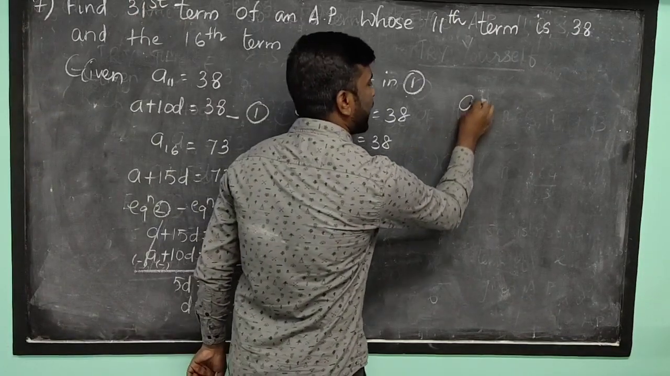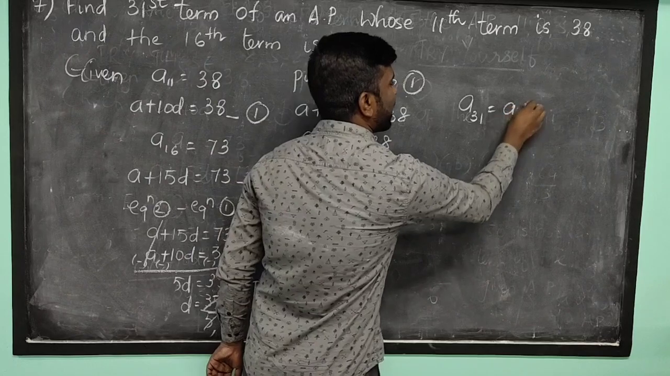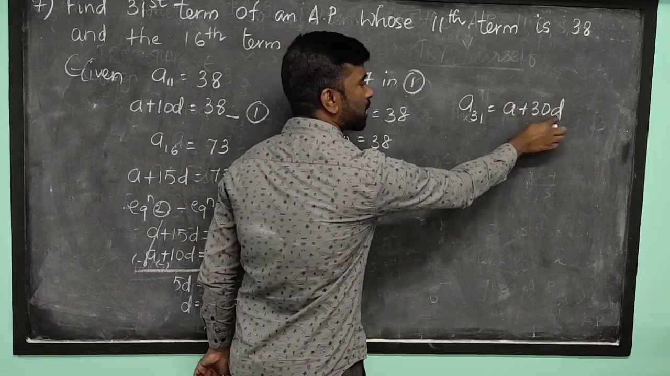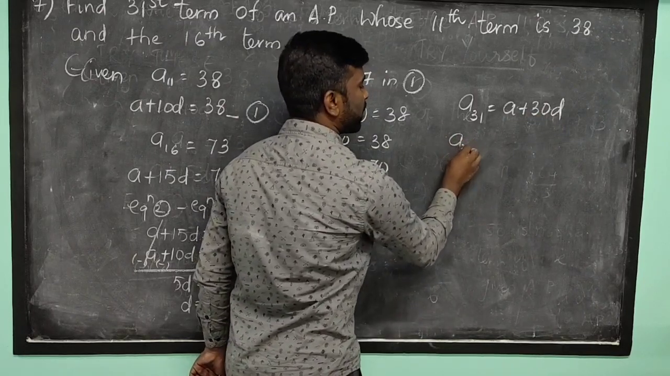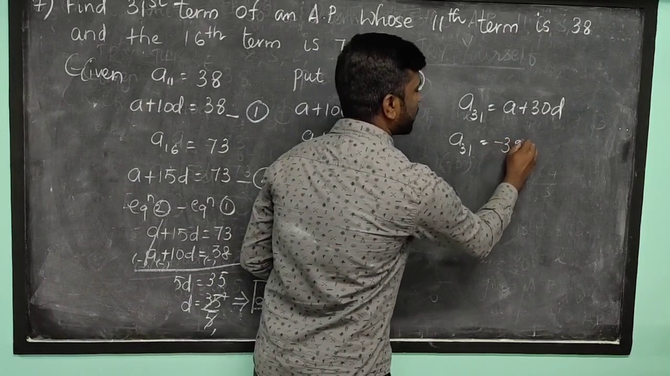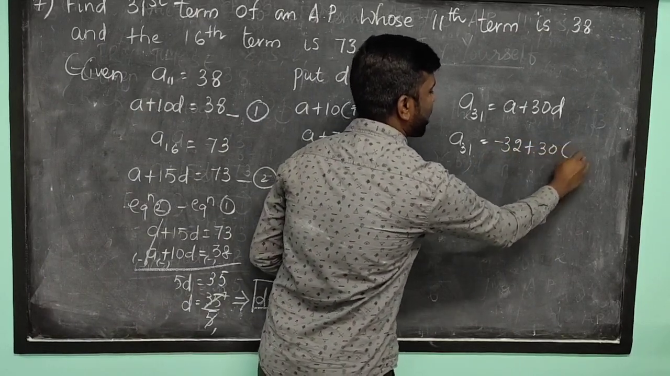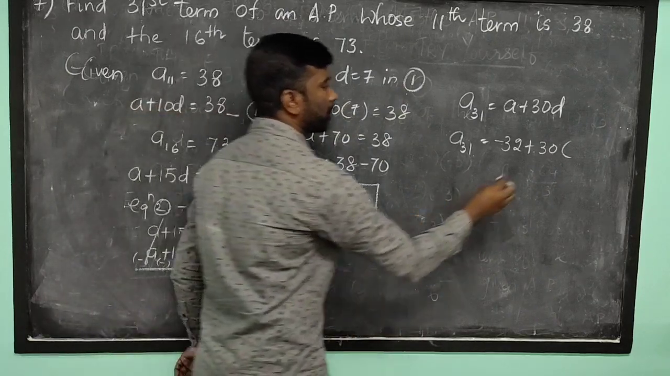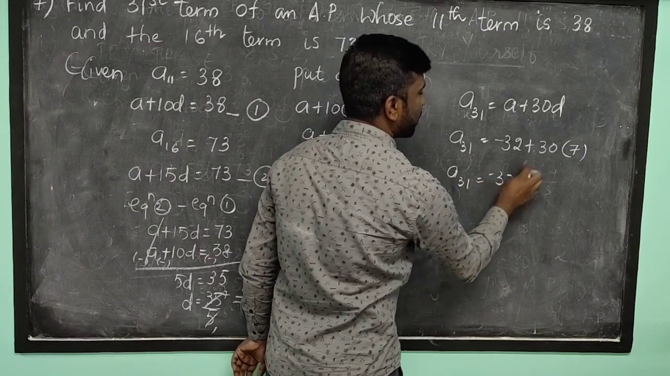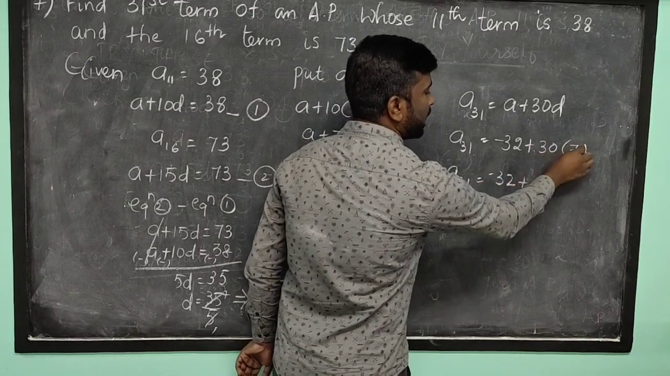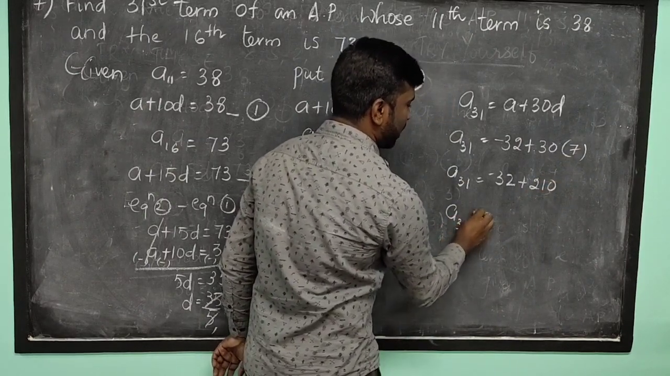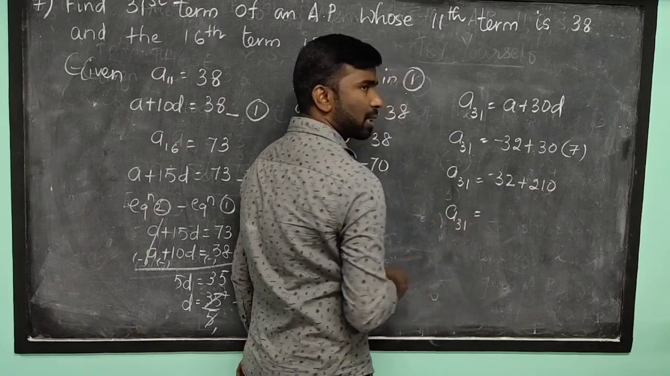That is, A31 equals what? A plus 30D. A31 equals A plus 30 times D. What is the value of A? A value is minus 32 plus 30 times the value of D, which is 7. Now A31 equals minus 32 plus 30 into 7, which is 210. Now A31 equals 210 minus 32.